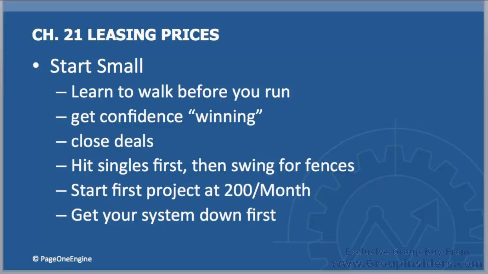So just like in baseball, don't swing for the fences. Hit some singles first, get that batting average up, and then you can start slugging away. Now, for your first project, it's okay if you're only getting $100, $200 per month. That's awesome. Now, imagine if you can duplicate that one project a month. Pretty soon, over a year, that's an extra $1,000 a month in your bank account. So don't be afraid to offer someone $75 to $100 a month if it's one of your first projects. Get your feet off the ground. Get your system down, and then you can start scaling it.